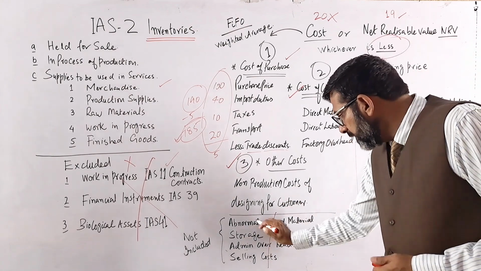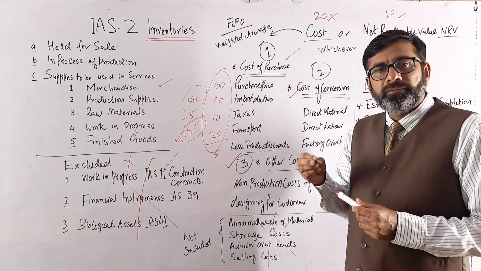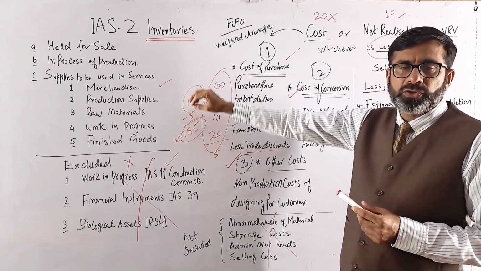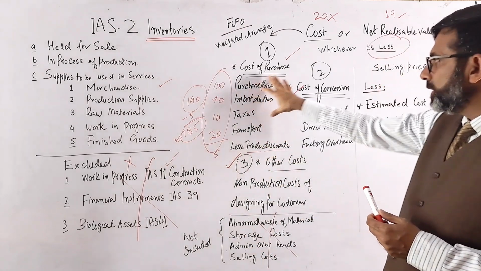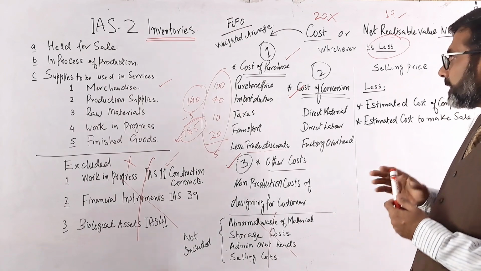So these costs will not be included when we are calculating the cost of the material or the inventory or the work in process or the finished goods. So we have to include these three things, but we have to exclude these three things.